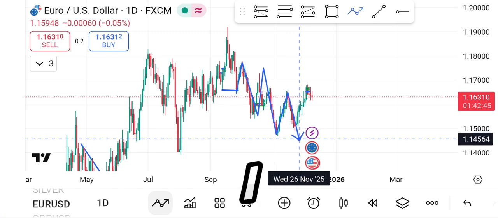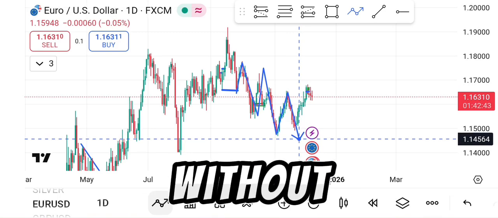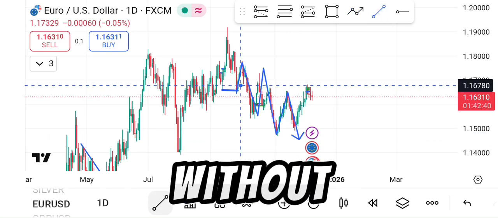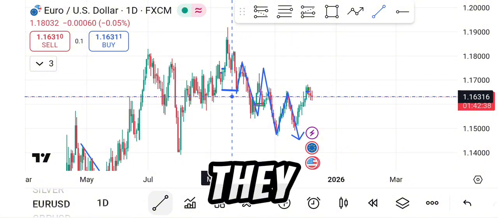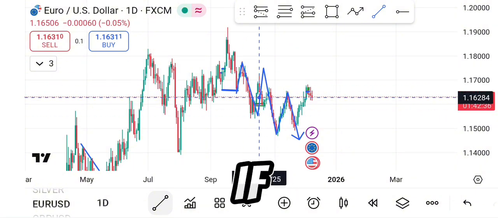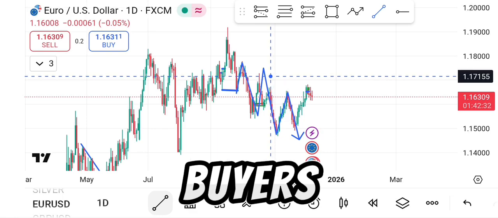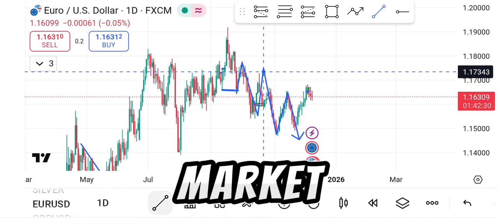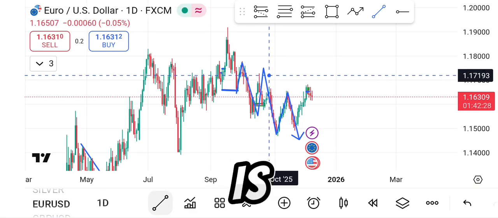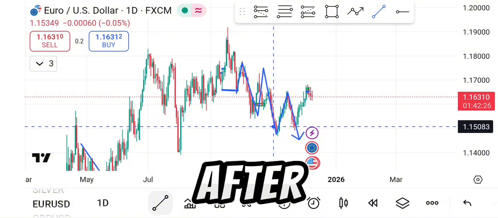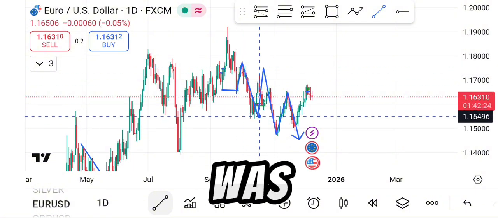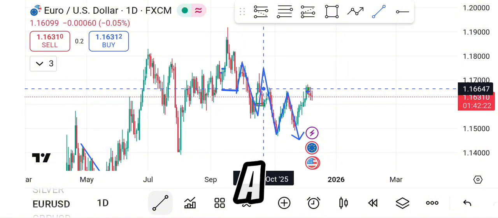So what this tells, like I mentioned earlier, is that without buyers in the market, there can't be sellers. There just needs to be both buyers and sellers present in every market condition. So what you notice now is after this sell down here, there was a buy. This buy now is a retracement.